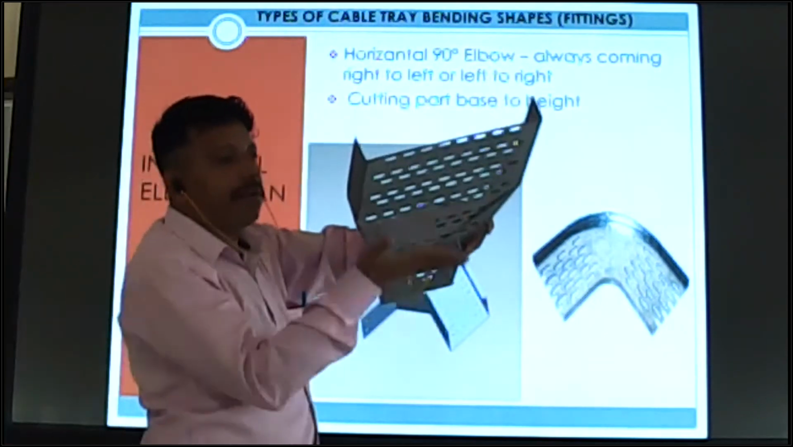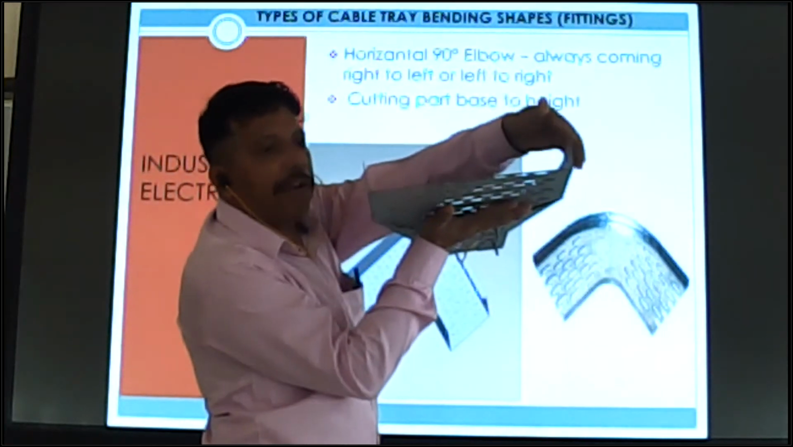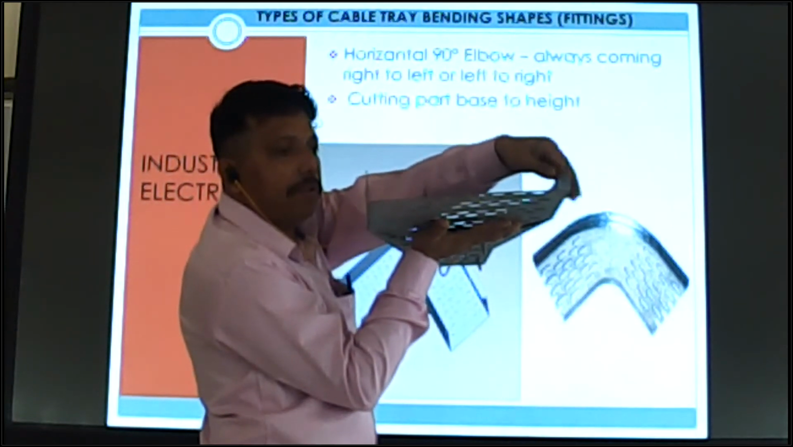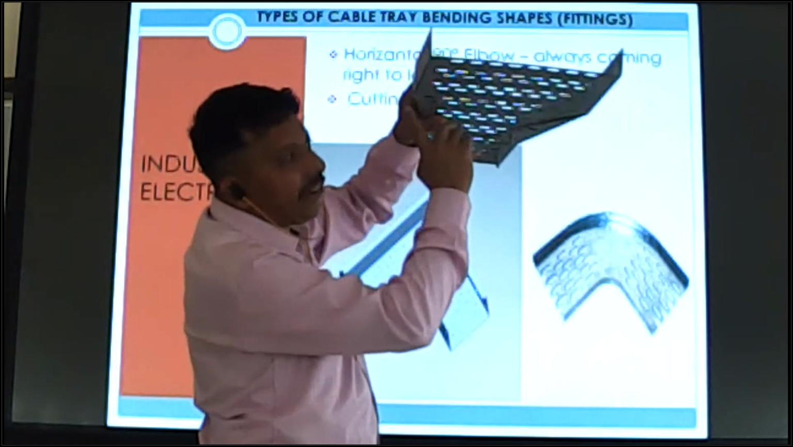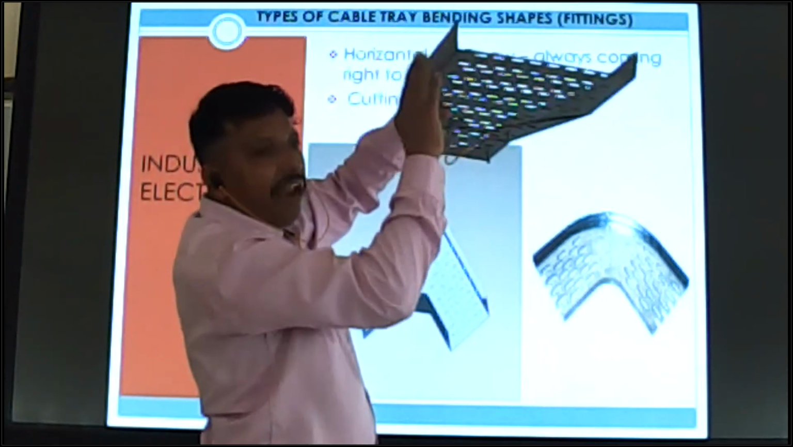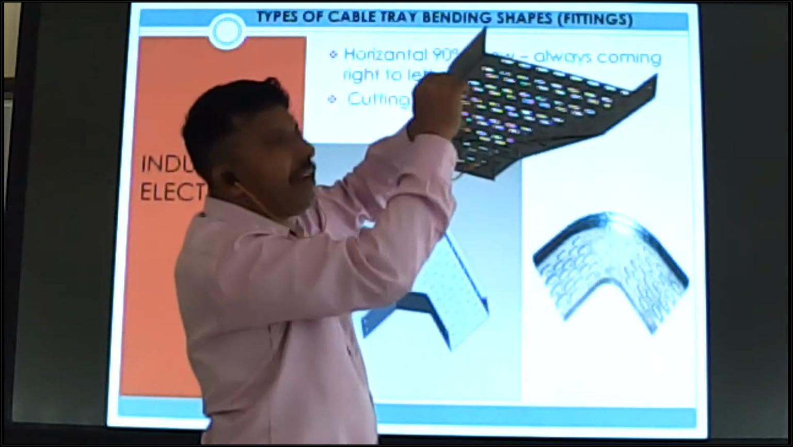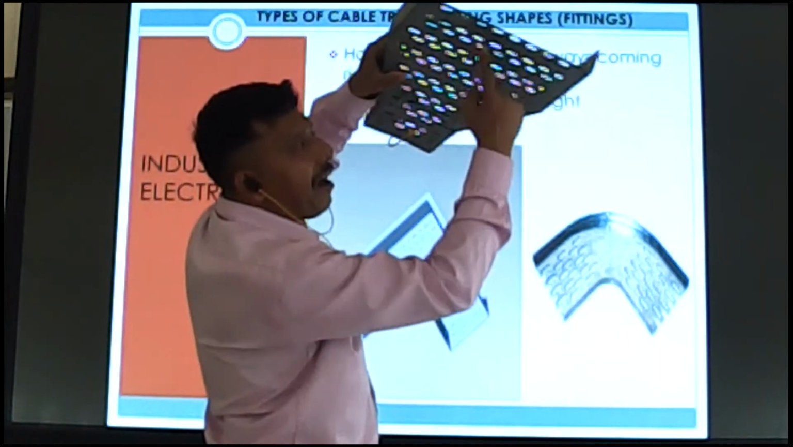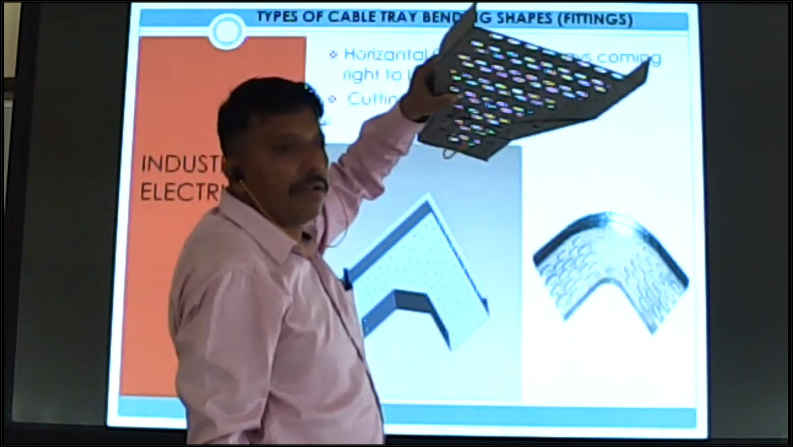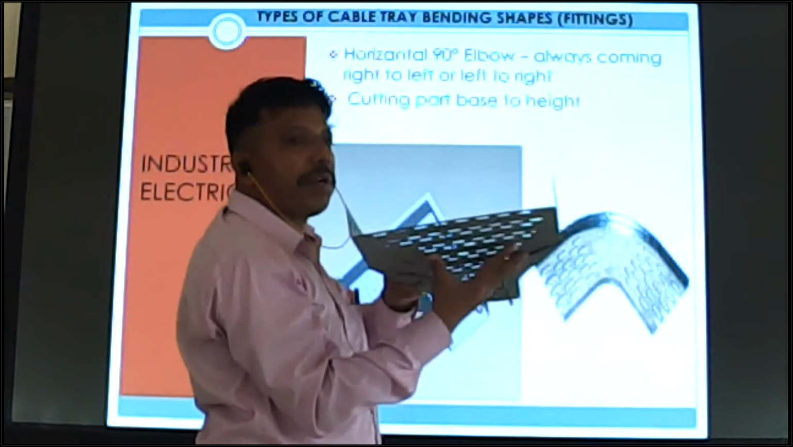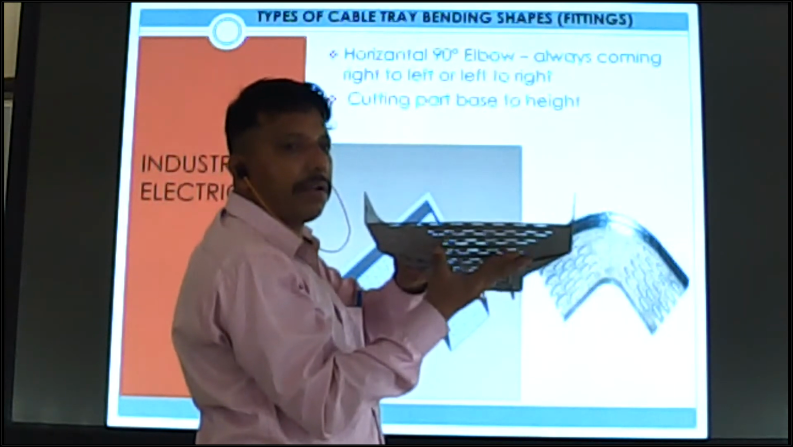Suppose this is your cable tray, this is the base and this is the height. So in a horizontal 90, the cutting part is the base side, not the height side. We cannot cut in the height side, only bend it in the height side, but cutting is in the base side. Okay, this is your base.